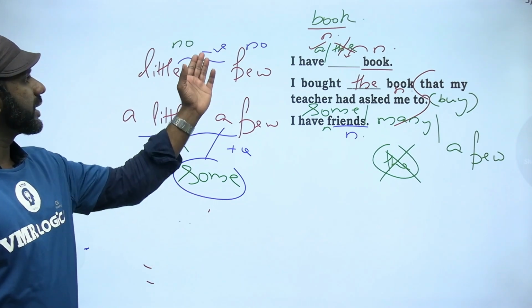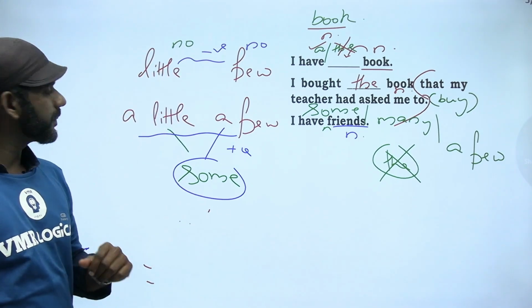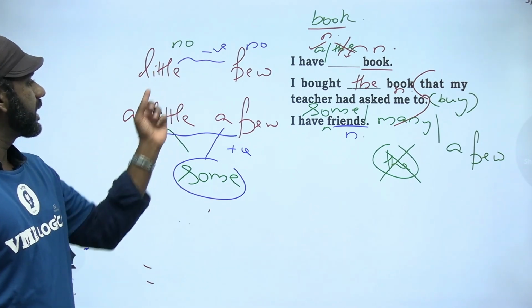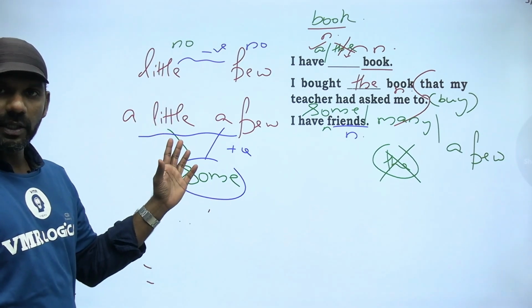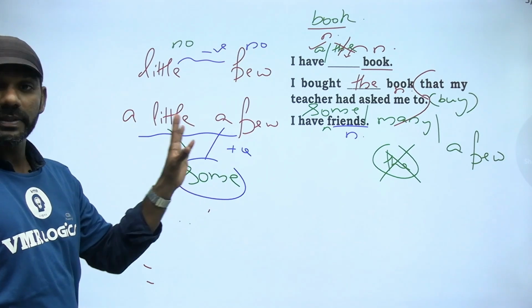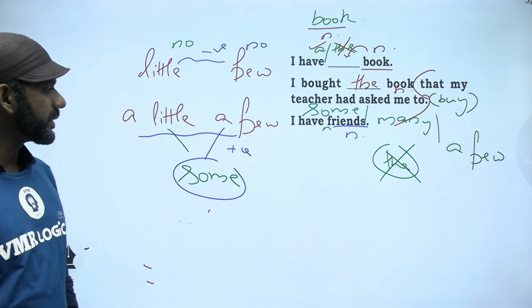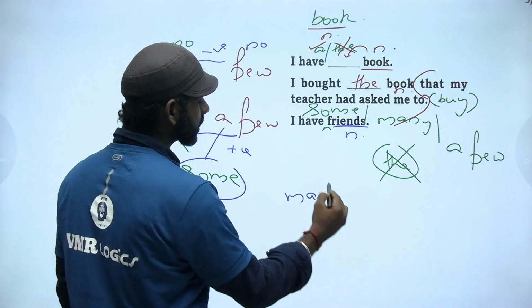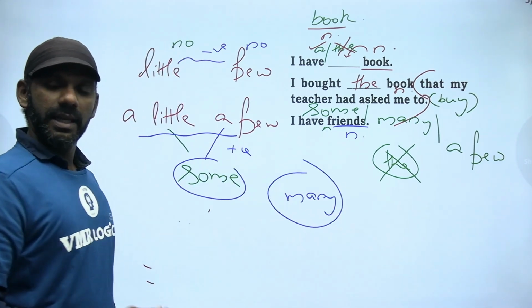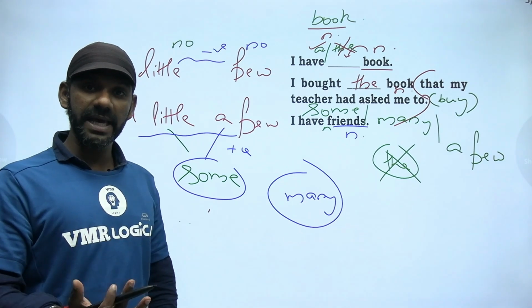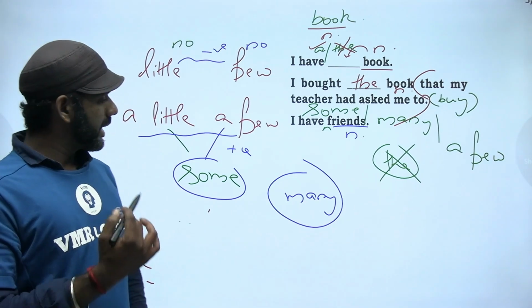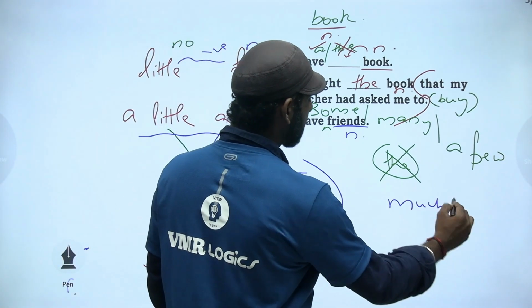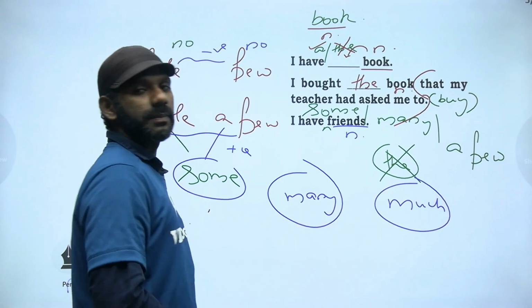So little and few are negative, meaning nothing or negligible. A little and a few are positive, meaning some. Little and a little are used with uncountable nouns. Few and a few are used with countable nouns. I've already told you this one as well. Many is used with countable nouns. How many books, how many bags, how many students, etc. Many is used with countable nouns, whereas much is used with uncountable nouns.